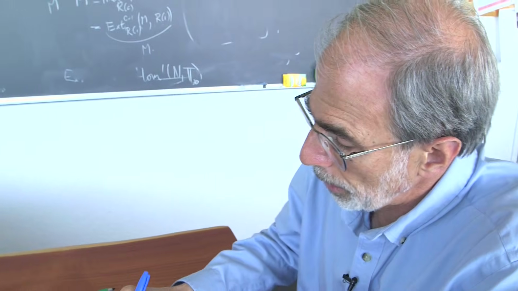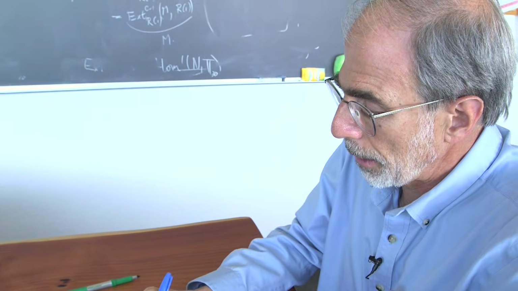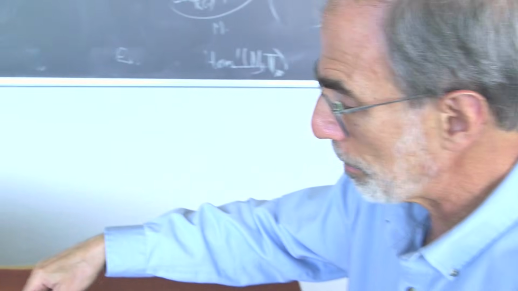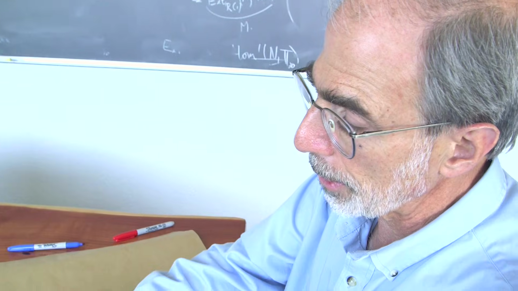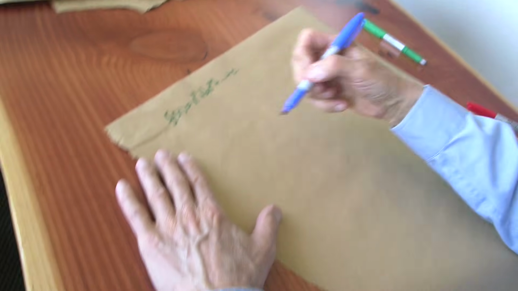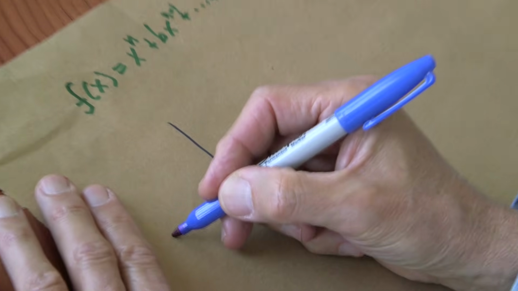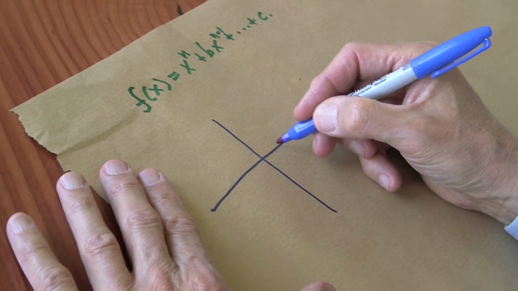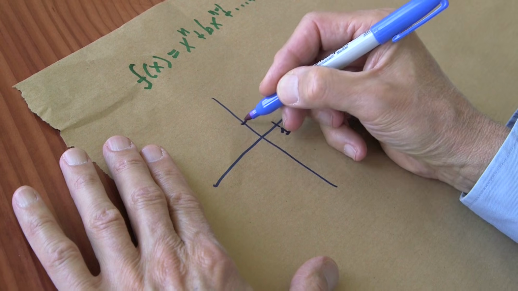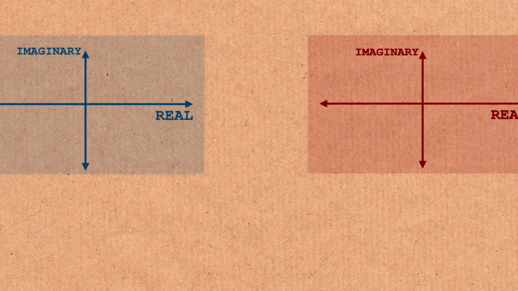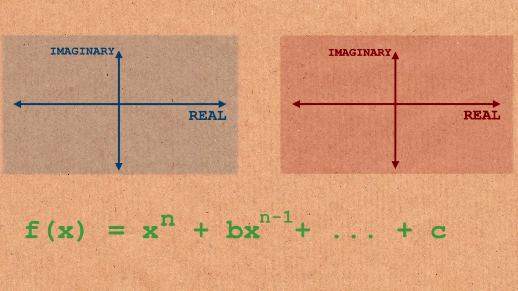Now we're ready to go. And I want to take an arbitrary polynomial. Do you have more of this nice paper, Brady? I do. And I want to think of this as going from a blue complex plane. Here's 1 and here's i, to a red complex plane.